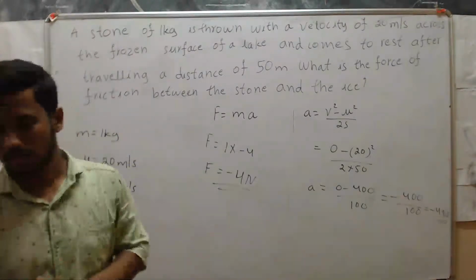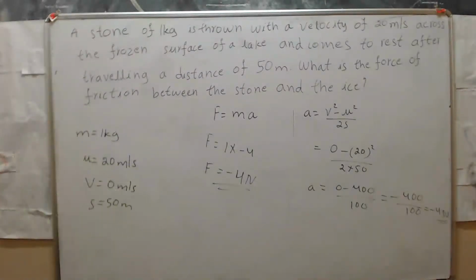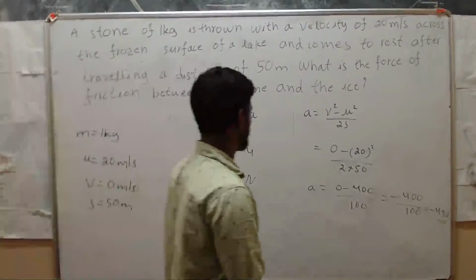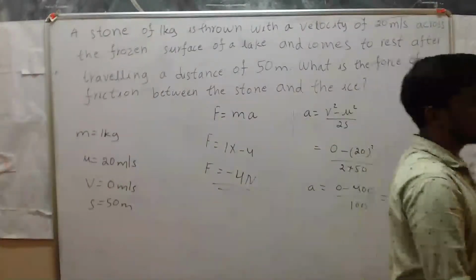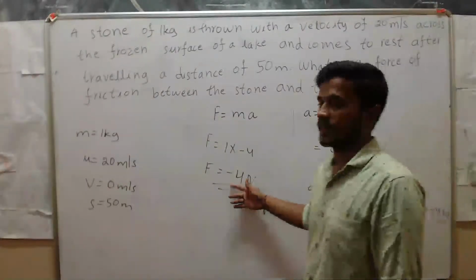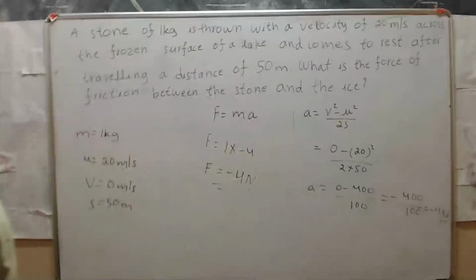And here we got minus. Can anyone explain why it is minus? Please put the answer for this question. We got force F is equal to minus 4 Newton. So what is the meaning here? What does that negative sign indicate?